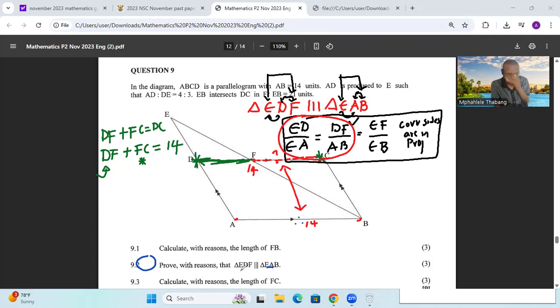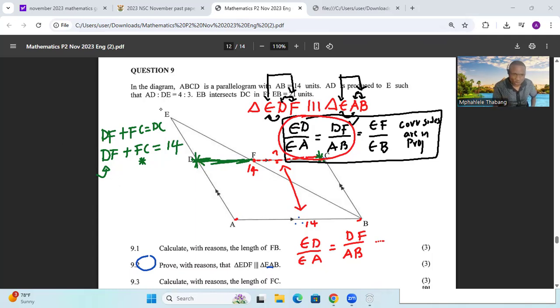I'm taking this from the theorem that says corresponding sides of similar triangles are in proportion. So I'm going to say ED over EA is equal to DF over AB. Don't forget to write the reason: corresponding sides of similar triangles are in proportion. So do I know ED over EA? No, I've been given AD over DE, not ED over EA.